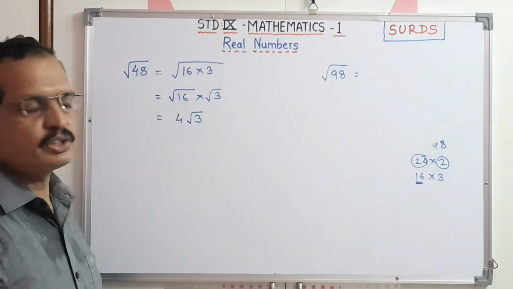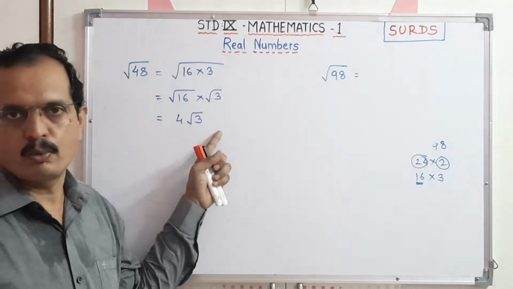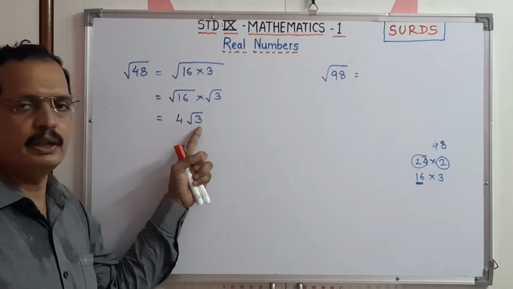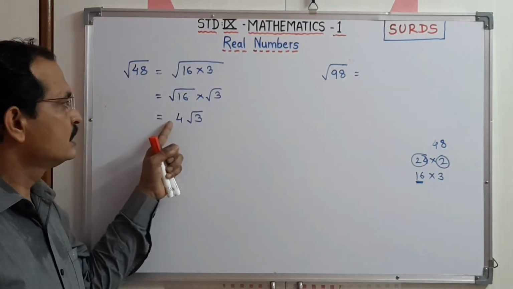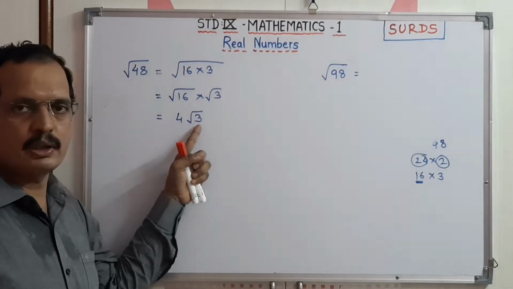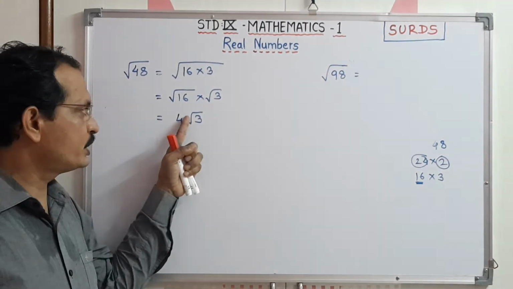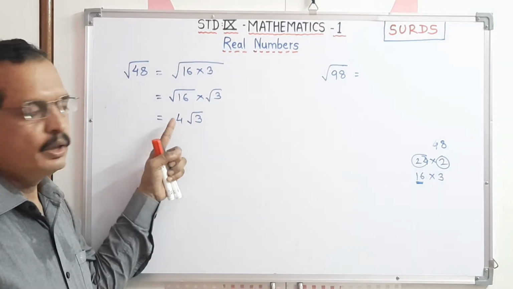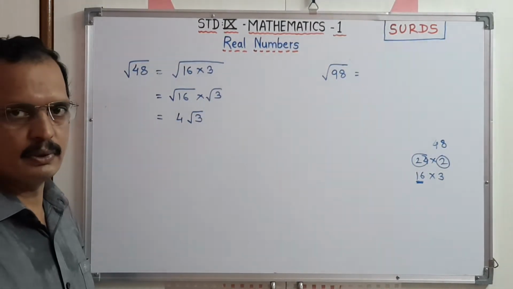Dear student, this is called the simplest form. Root 48 and 4 root 3 are the same surd. Now here, 4 root 3: the order is 2, the radicand is 3, and one factor is 4. Now see another example.